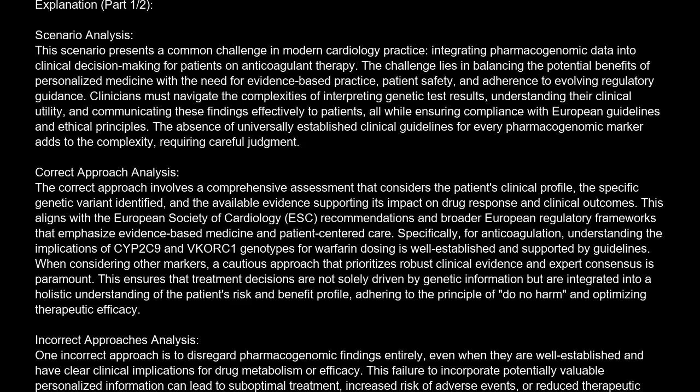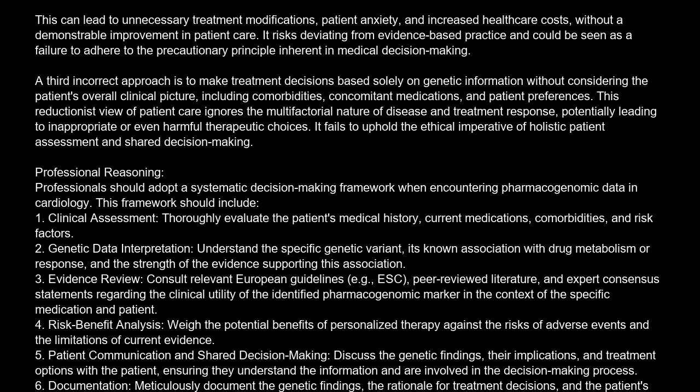Another incorrect approach is to over-rely on novel or poorly validated pharmacogenomic markers without sufficient clinical evidence to support their impact on therapeutic outcomes. This can lead to unnecessary treatment modifications, patient anxiety, and increased healthcare costs without a demonstrable improvement in patient care. It risks deviating from evidence-based practice and could be seen as a failure to adhere to the precautionary principle inherent in medical decision-making.